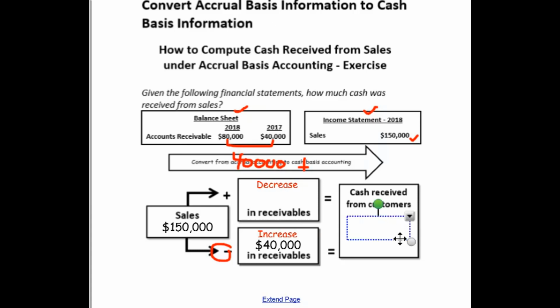It's not coming out, but for some reason the box wasn't disappearing. So the cash received from customers from sales would be $110,000. Okay, let's try one more problem utilizing this exact same formula. Remember, decrease is on the top, increase is on the bottom.